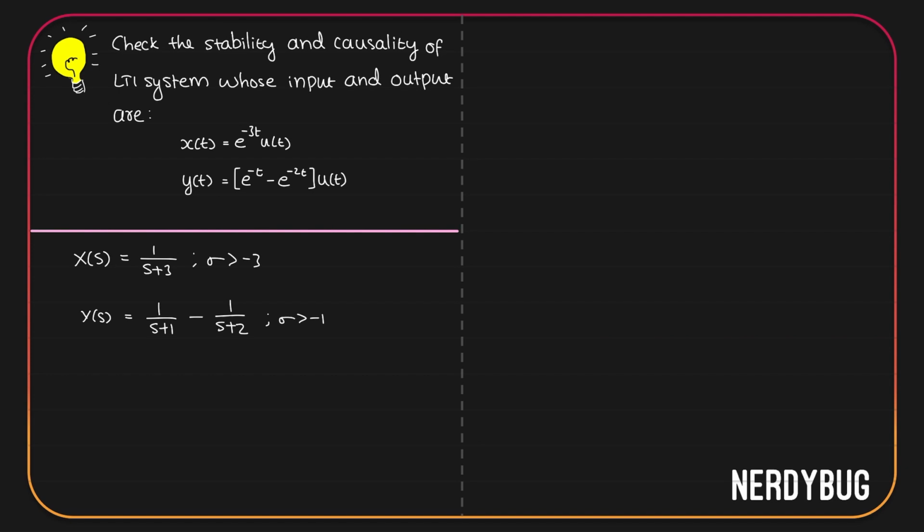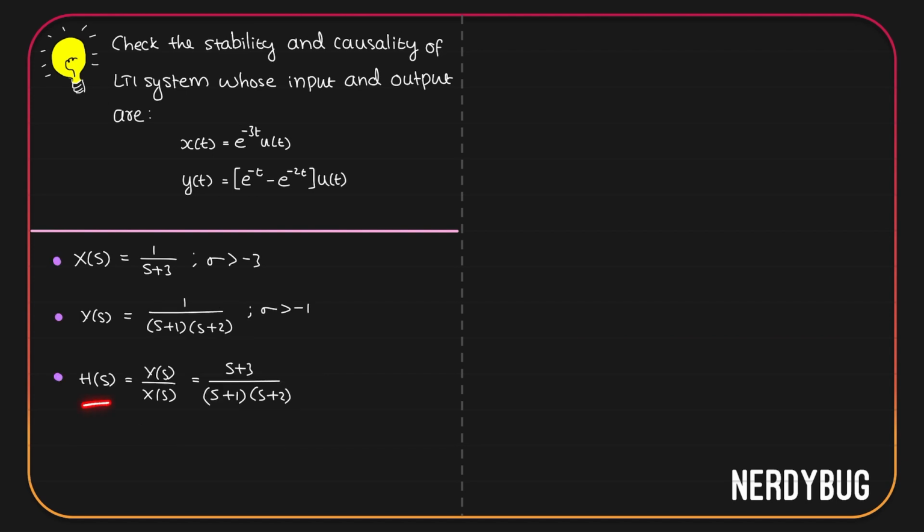Again, 1/(s+1) minus 1/(s+2) will be equal to (s+2) minus (s+1) divided by (s+1)(s+2), that is 1 divided by (s+1) multiplied by (s+2). ROC is sigma greater than -1. What we want is the transfer function H(s), which is the ratio of Y(s) to X(s). So it will be (s+3) divided by (s+1) multiplied by (s+2).